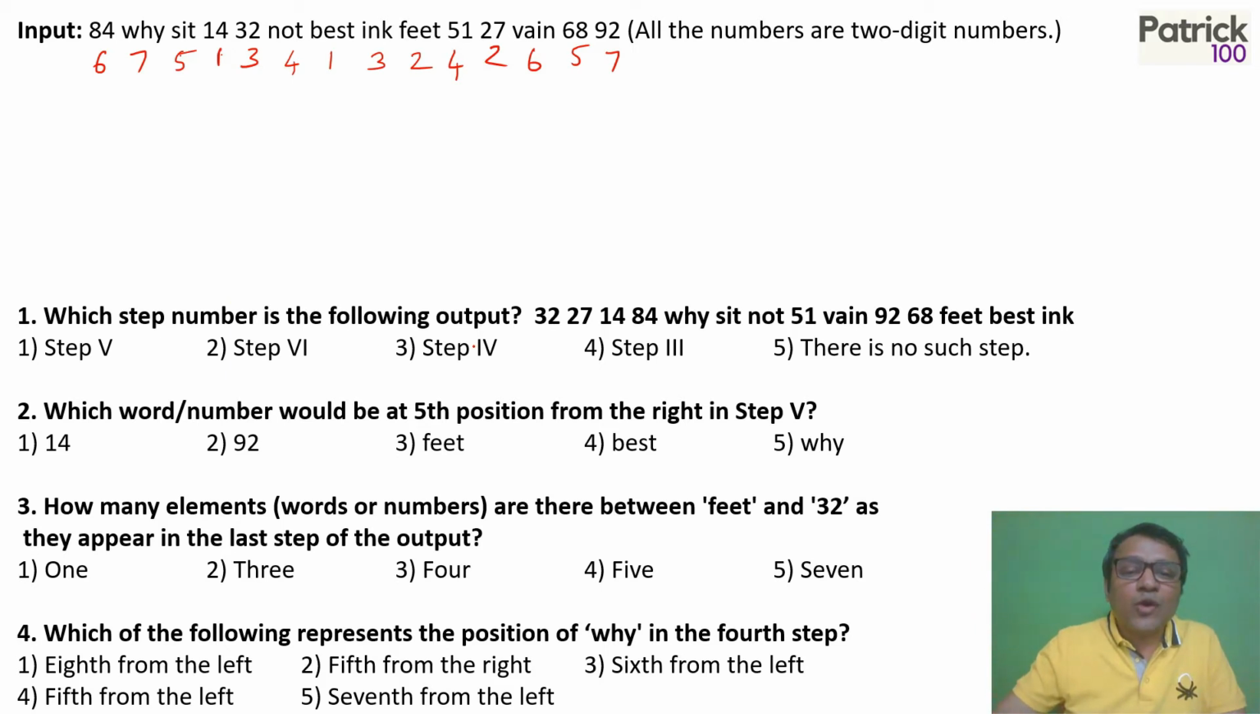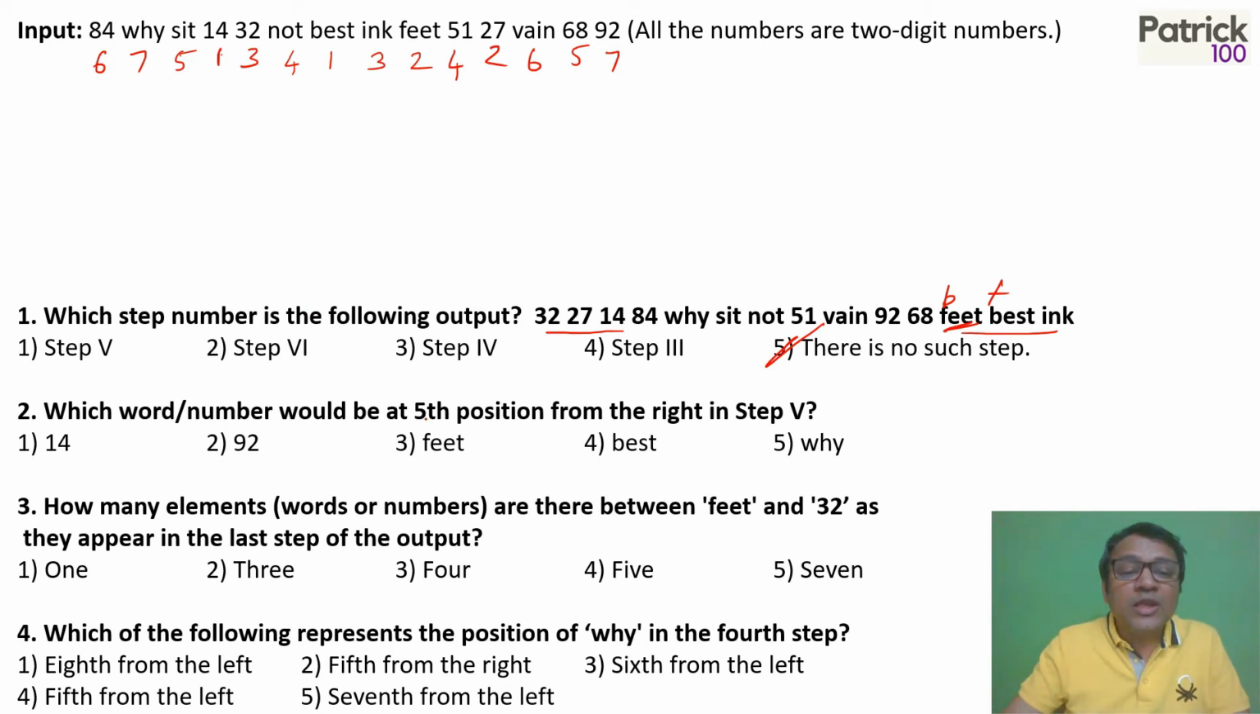Which step number is the following output? The smallest three numbers will be on the left, which are first, second, third, if you look at 14, 27, and 32. The smallest three words will be arranged to the right in three steps. So if you look, best should be first, but here feet is first, not best. So there is no such step, because in this step best should be coming before feet, but that's not the case here. So the answer will be no such step.